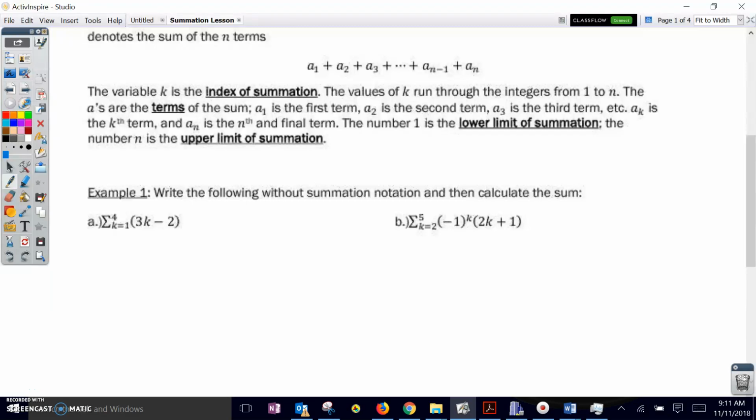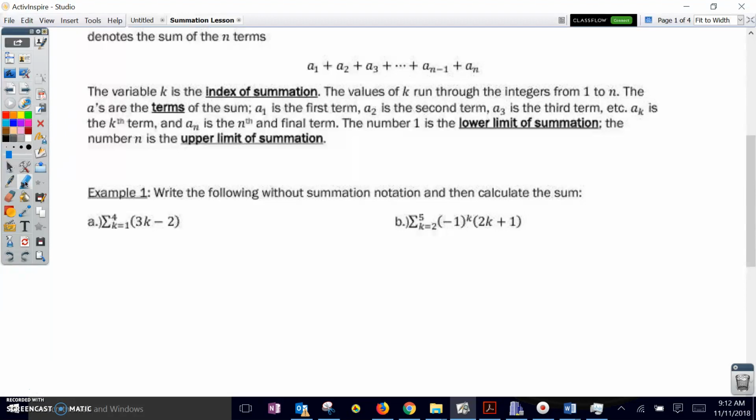Alright, welcome back everybody. In this video we're going to talk about the first few examples from our summation lesson. Get us reviewed and making sure we understand what summation notation means. Hopefully you read through the little description of some of the vocabulary and what the notation means. Let's look at this first one. We're supposed to write this without summation notation and then calculate the sum.